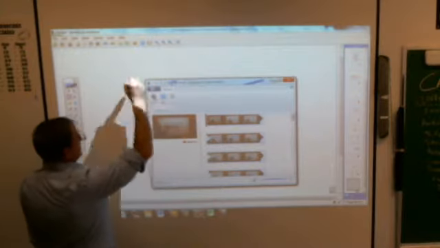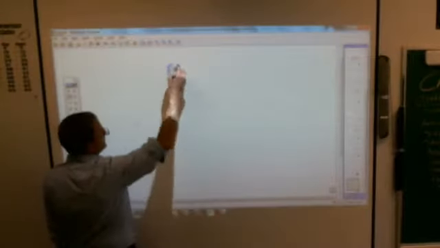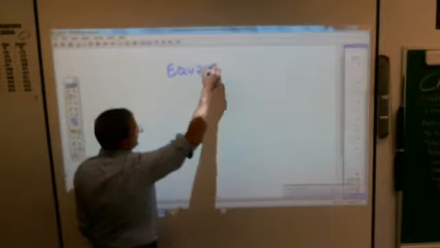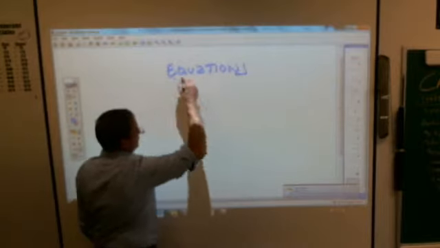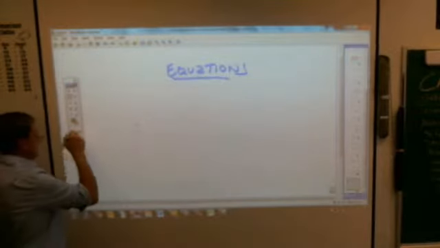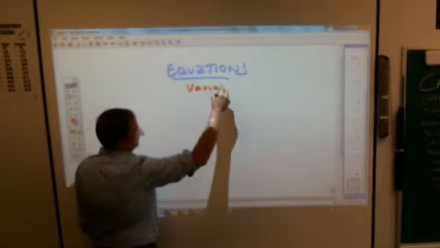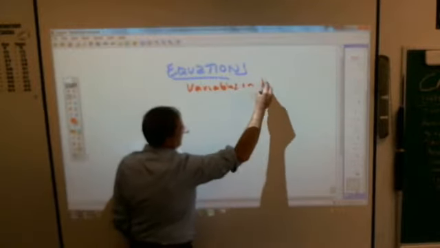Please. And I don't mean more on equations, I mean more on equations. Don't take that the wrong way. Equations, boys and girls, equations. And the little subheading under this equation is, anybody? Variables on both sides.